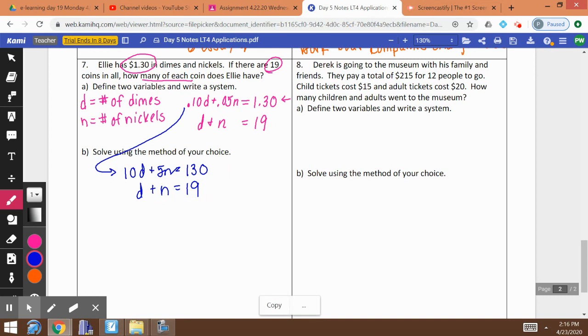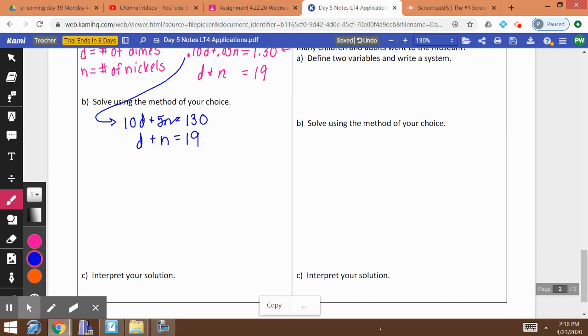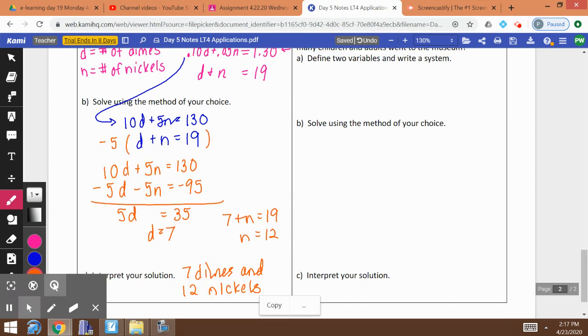Now, again, it'd be your choice. Do you want to solve it by substitution or elimination? Pick one and go. I'm going to pause it and come back. All right, I solved by elimination here. I multiplied through by -5. I just chose -5 because I thought it was a smaller number.